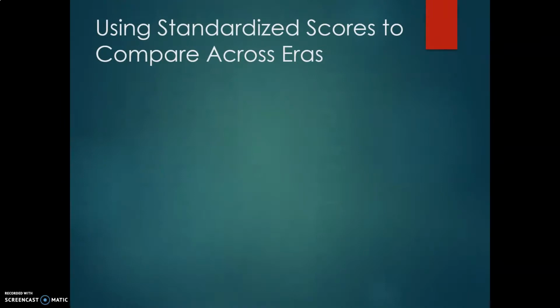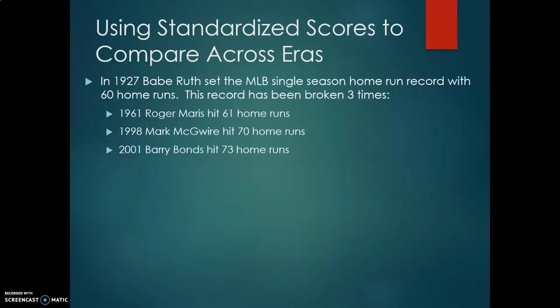Okay, now, what happens when you want to look at players across eras? Everybody always wants to talk about the greatest of all time, the GOAT. Well, one of the things you have to look at is how that player compares to everybody else they played with. Because if you just look at straight statistics, it can get skewed, none more, in my opinion, than in baseball when we look at the single season home run record.